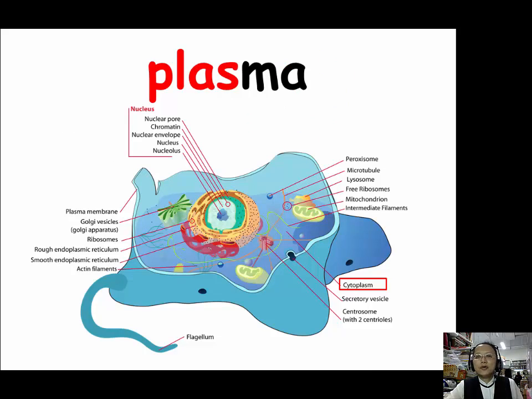Our example for the prefix PLAS is plasma. Plasma is a clear component of the cellular fluid inside our cell. Plasma also has other meanings, like in physics, it means a state of matter consisting of partially ionized gas. Or in hematology, plasma means a clear component of blood or lymph containing fibrin. That also means plasma.